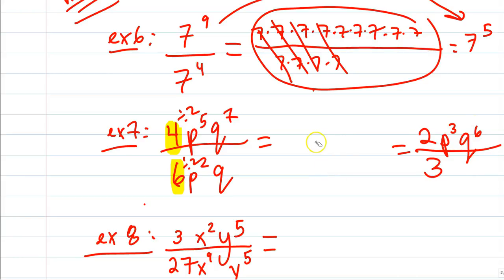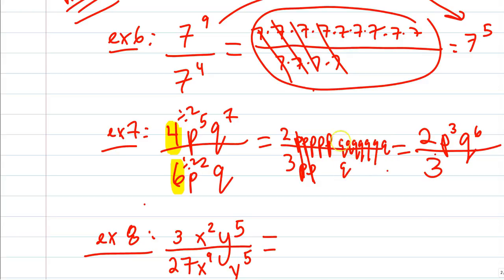If that didn't make sense to you, then I would do this. Take the 2/3 and write out the p's, and then write out the q's 1, 2, 3, 4, 5, 6, 7. And 1 cancels, leaving us with 6.